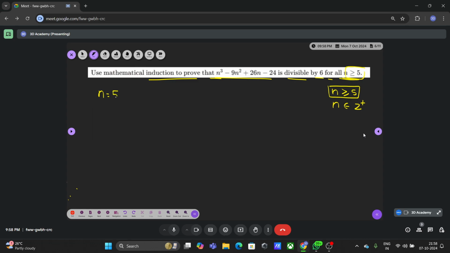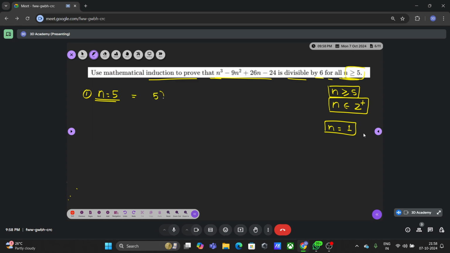So I will take the least possible value of that, so n equals 5. I will check this for n equals 5 first. Let's say the question says n belongs to z plus. Then I would have taken n equals 1, because I want to take the smallest number in z plus, which is 1. Right? So this is how you can start with the first step. So I will take n equals 5 and I will prove it for n equals 5.